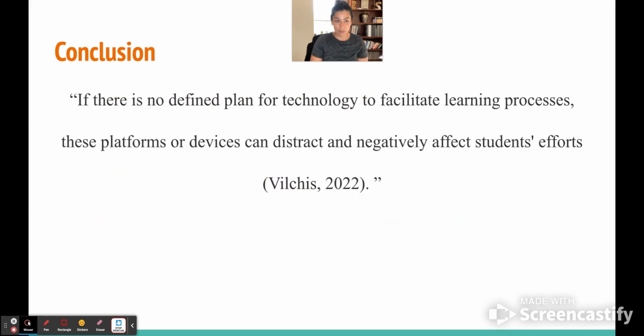So in conclusion, I am a big advocate of if there's no need to use this, why use this? I found this quote that says, if there's no defined plan for technology to facilitate learning processes, then platforms or devices can distract and negatively affect students' efforts. So it is very important that we have a structure or a strategy in place for deciding if that technology tool is the best idea.